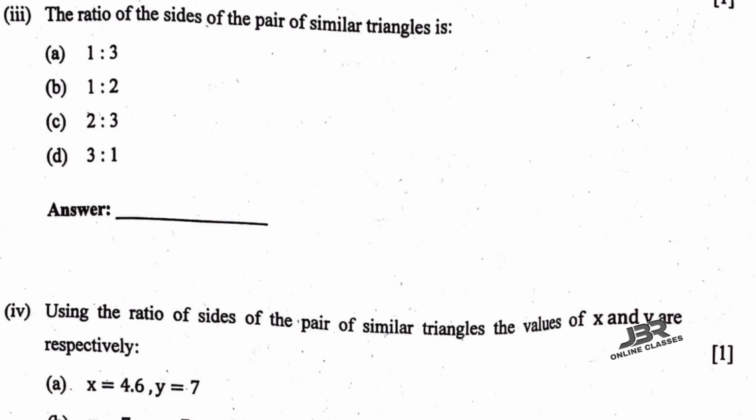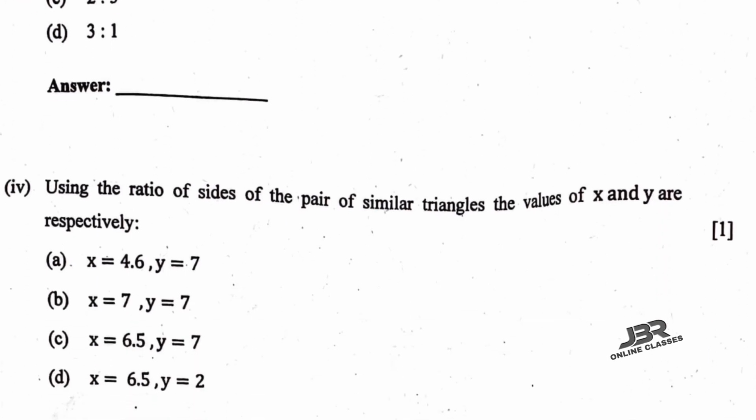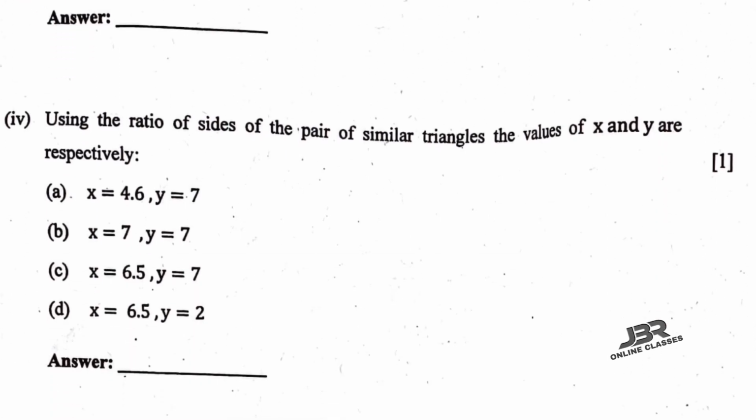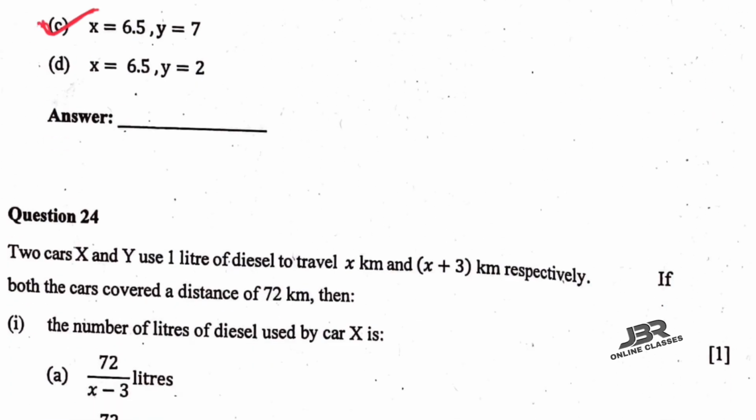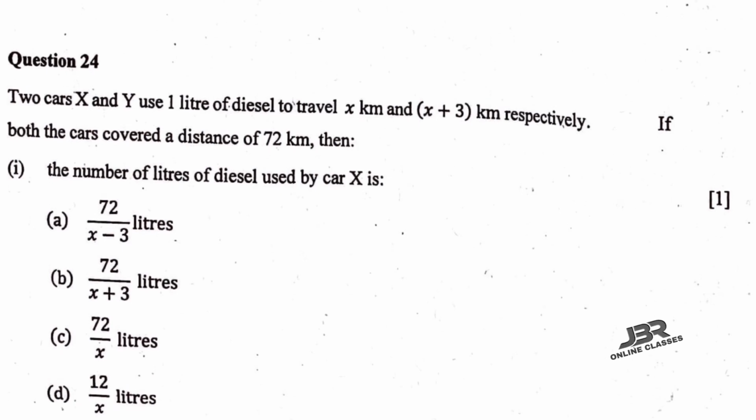Now the third one here, the ratio of the sides of the pair of similar triangles will be 1 is to 2. That means again option B. And now the fourth, using the ratio of the sides of the pair of similar triangles, the values of x and y will be here 6.5 and 7. That means option C. Now 24, two cars X, Y use 1 liter of diesel to travel x kilometers and x plus 3 kilometers respectively.